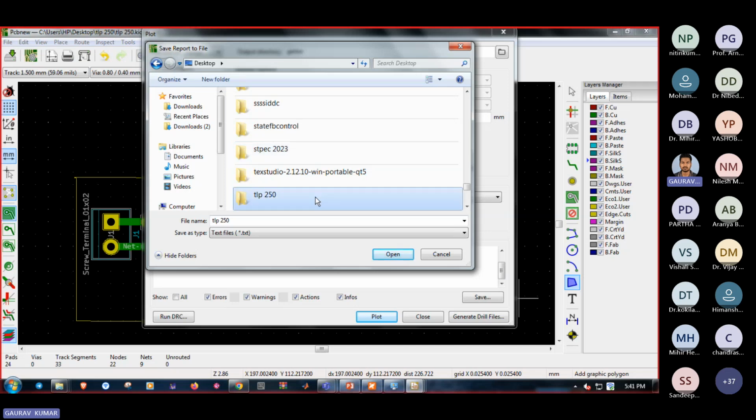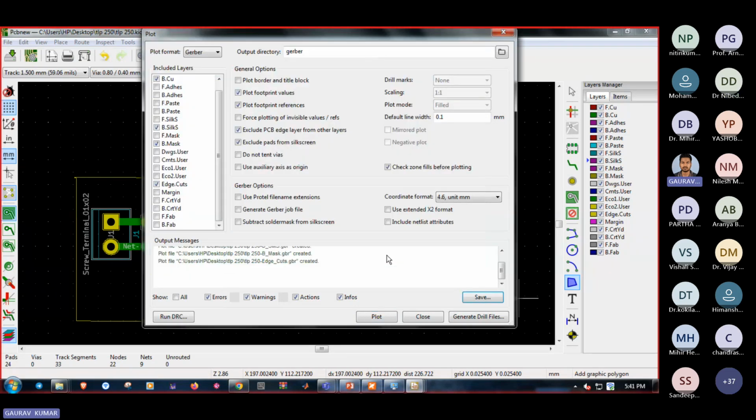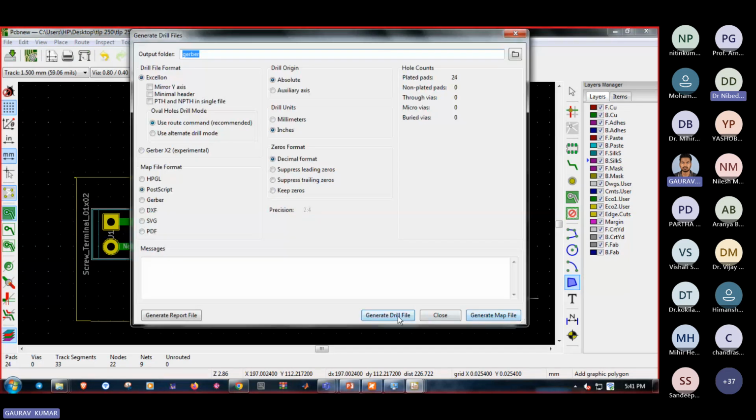So we are saving where we have used it before. And also we have to save the drill files, where we have to drill the components on the PCB so that we can place the components. So the drill file is also generated.